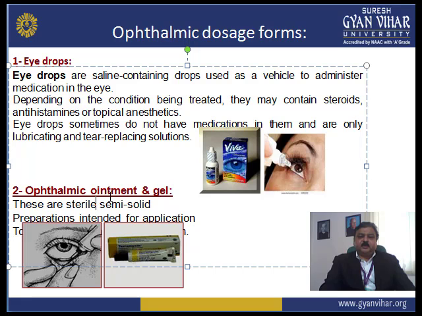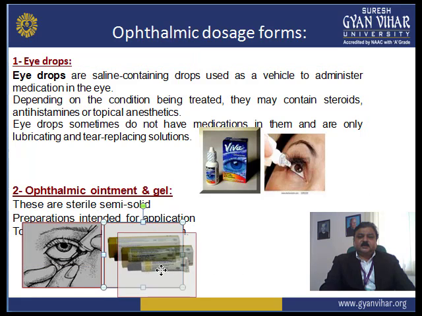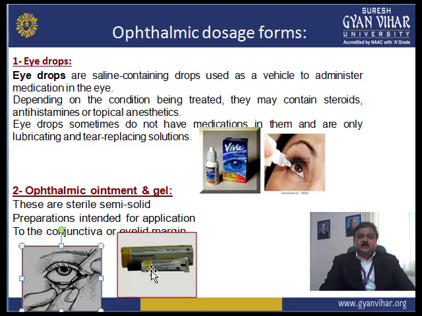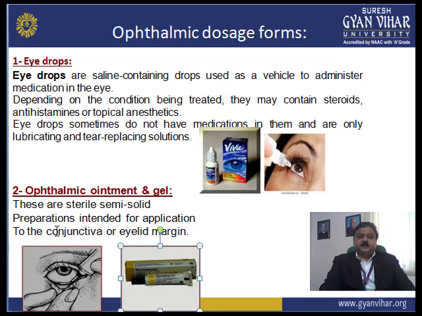Then coming to the ophthalmic ointments or gels. Ophthalmic ointments are sterile semi-solid preparations intended for application to the conjunctiva or the eyelid margins. Normally eye drops should be sterile because we are giving them to the eye, and if any colored substance or any solid particle is seen, then it must be discarded, right?